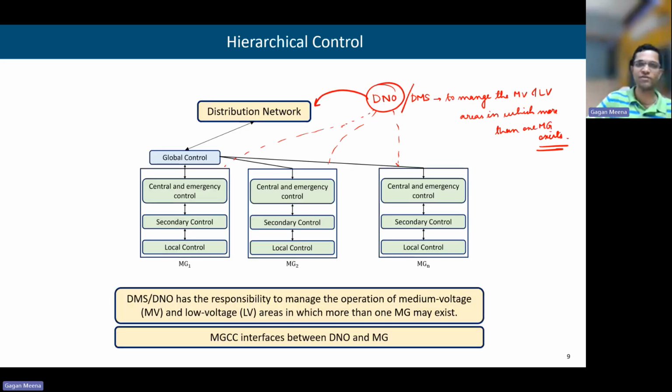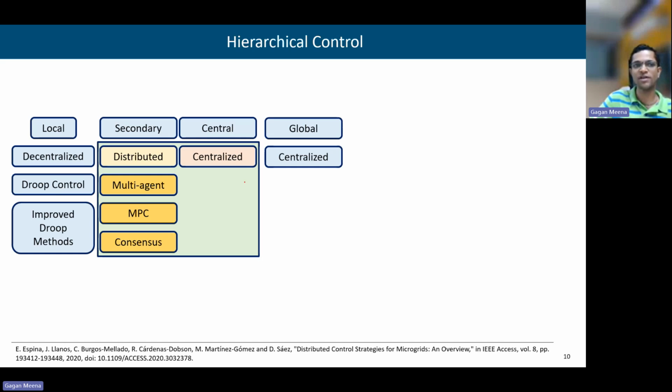Now, each of these controls can be of three types: centralized, decentralized, or distributed. We have seen there are four types of control: local, secondary, central, and global. Global is always a centralized control, and local is always a decentralized control.